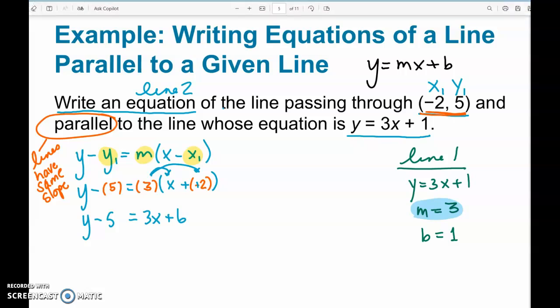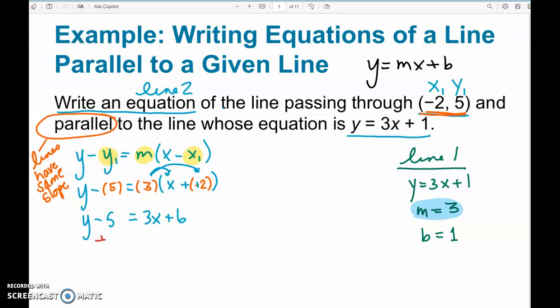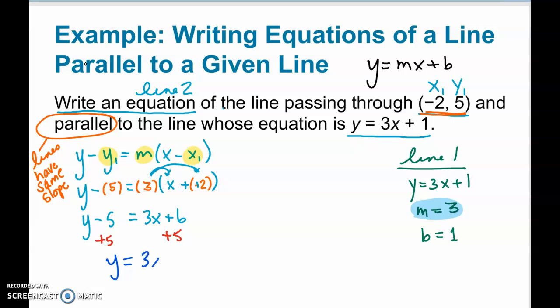And now last, typically I want to write these in slope-intercept form. So since I want to solve for y, I'll have to add 5 to both sides. And I end up with y is equal to 3x plus 11. Now, you can look at these and see that they have the same coefficient on the x. So they have the same slope.